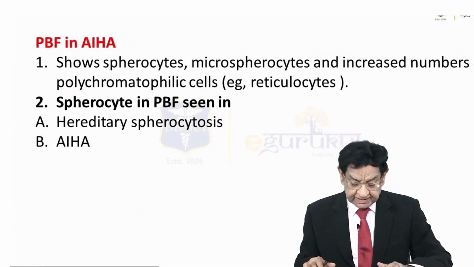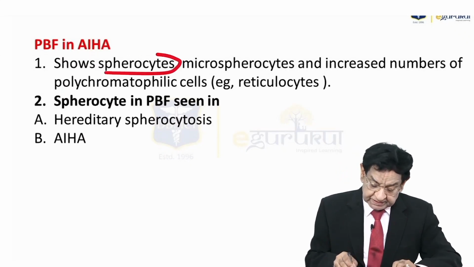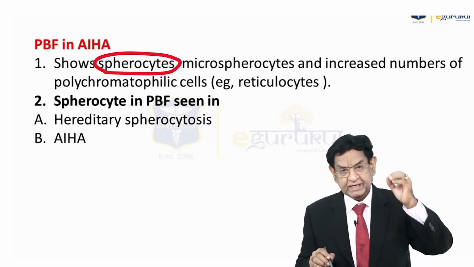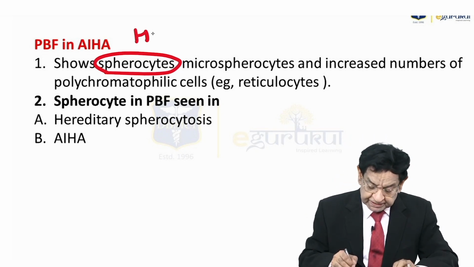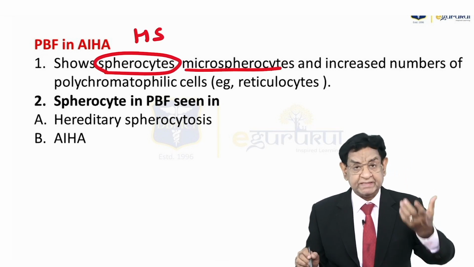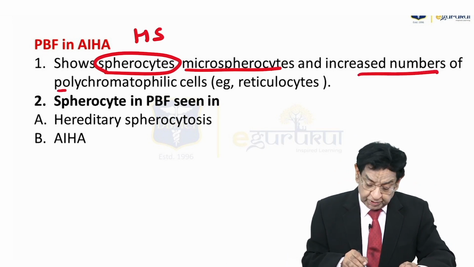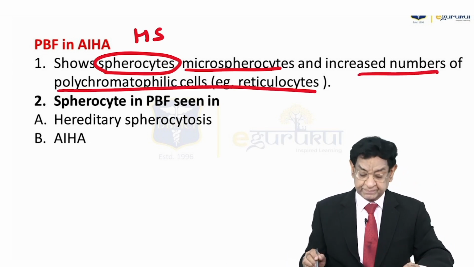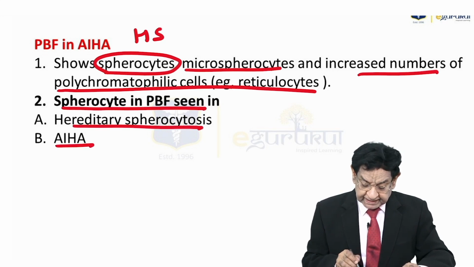Now what do you see in the peripheral blood film in AIHA? Spherocytes. This is the one that you have to understand. Normally when we talk about spherocytosis, we always think about hereditary spherocytosis. There can be microspherocytes, meaning the size of the RBC may be even smaller, along with an increased number of polychromatophilic cells like reticulocytes. Now spherocytes in PBF are seen in hereditary spherocytosis and AIHA.